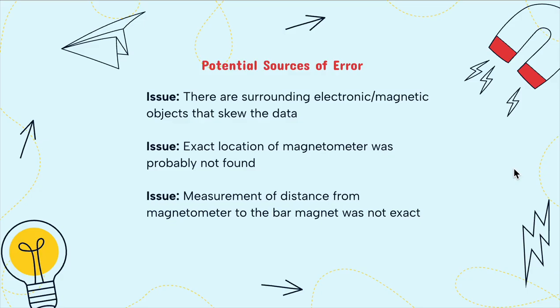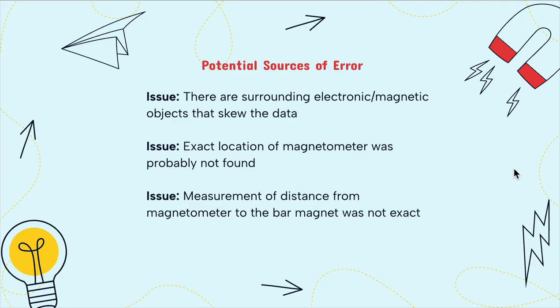Right, so the potential sources of error, the highest likelihood one is that there are surrounding electric and magnetic objects that skew the data, especially since we're working on a table that ran power lines through the table and we were working right on top of it. There likely was a lot of hindrance from this to the data.